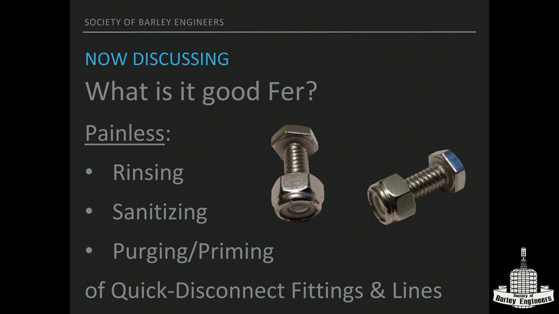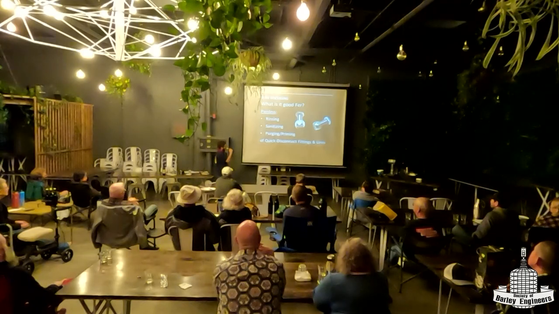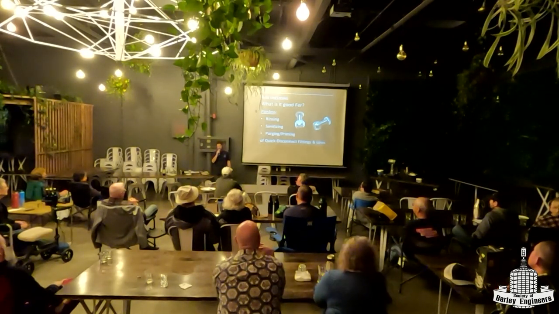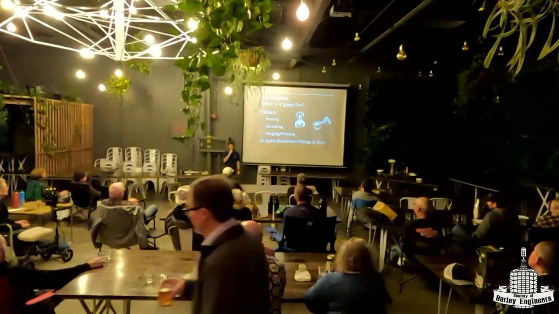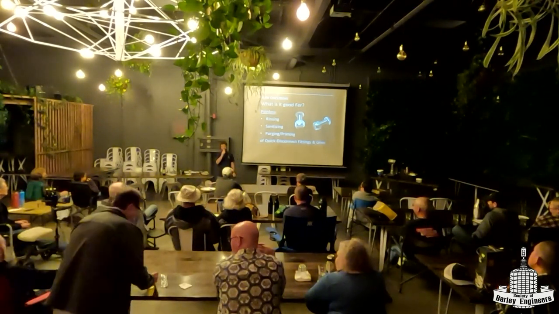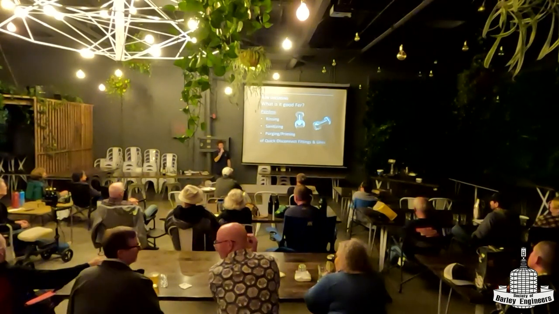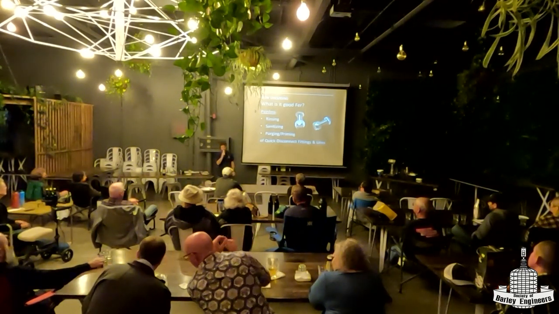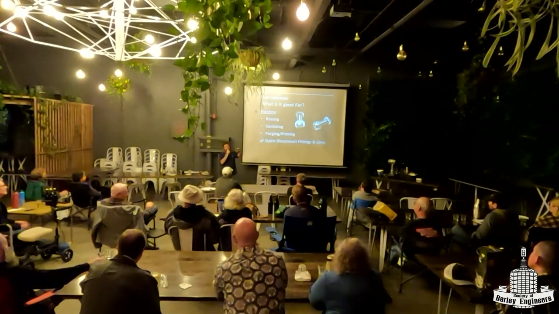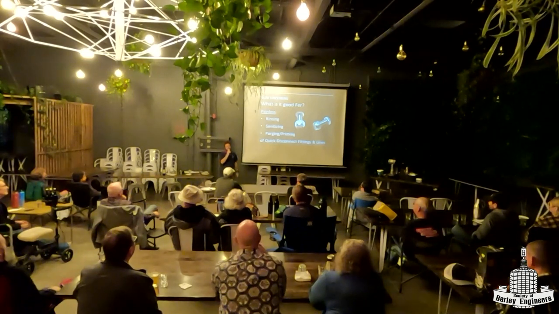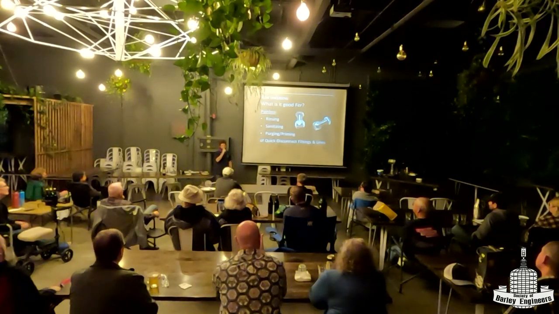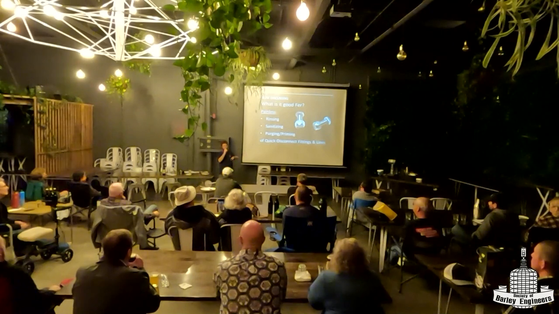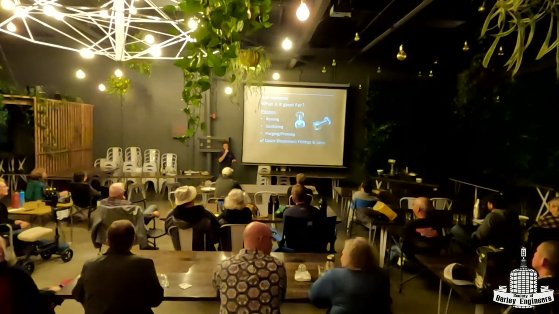The other really cool thing about using a Furfur is with purging and priming of lines. I'm kind of anal about no oxygen touching my beer product after it goes into the fermenter. So for beer transfers, anytime you're going to a destination that has a ball lock fitting on it, you can purge the line first with either CO2 or beer to make sure that there's no oxygen in that line before you connect it up to your destination keg. Really handy for that.